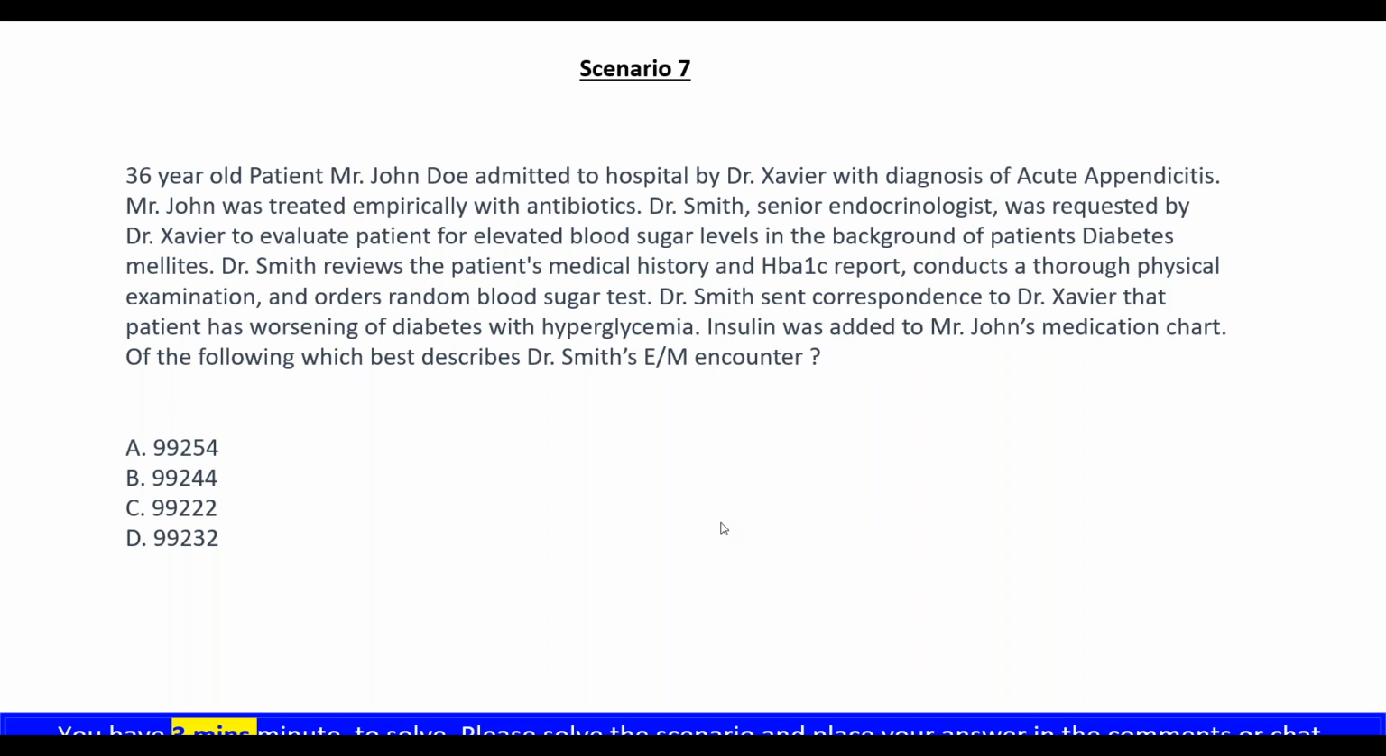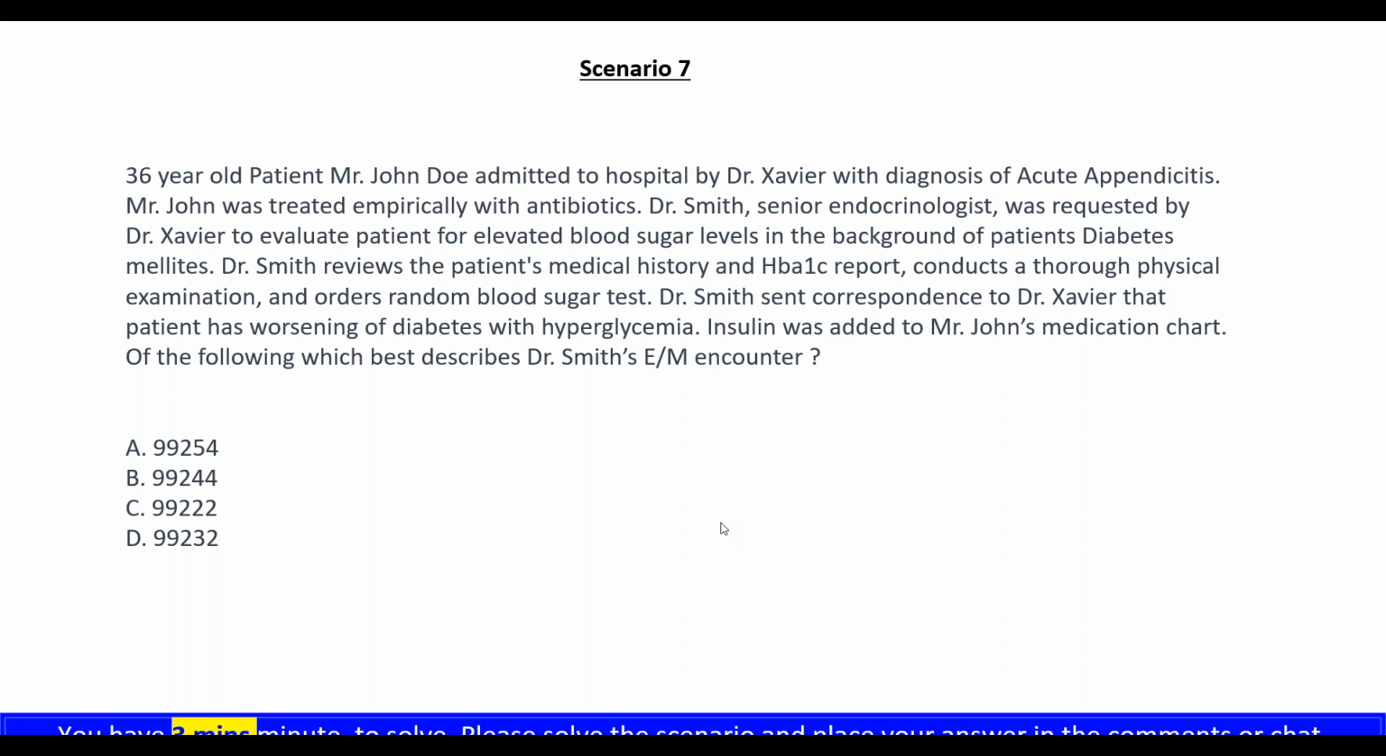A 36-year-old patient, Mr. John Doe, admitted to the hospital by Dr. Xavier with the diagnosis of acute appendicitis. Mr. John was treated empirically with antibiotics. Dr. Smith, a senior endocrinologist, was requested by Dr. Xavier to evaluate the patient for elevated blood glucose level in the background of the patient's diabetes mellitus.